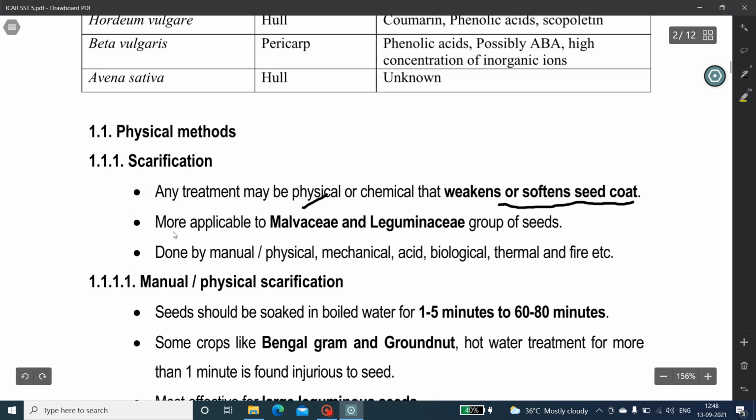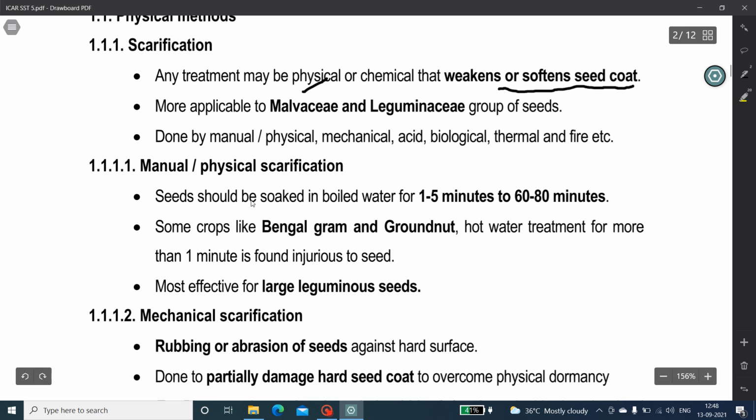It is mostly applicable to Malvaceae and Leguminosae group of seeds. In Leguminosae, the crops have a hard seed coat. Scarification may be done manually, that is physical, or by mechanical, acid, biological, or thermal (fire) methods. First we will see manual or physical scarification, that is hot water treatment. Here the seeds are soaked in boiled water for 1 to 5 minutes up to 60 to 80 minutes.